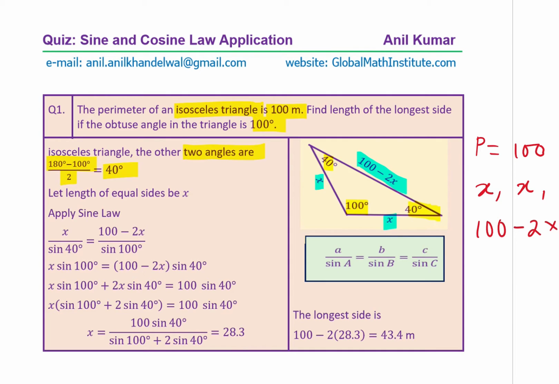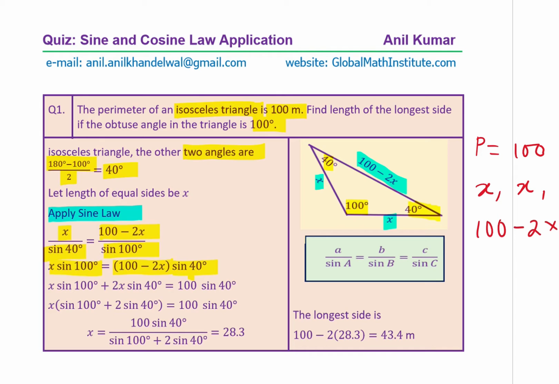Perfect. Now, once you get the three sides, which are in terms of only one variable x, and we know the angles, we can now apply the sine law to solve for x. So when you apply the sine law, you can write this as x over sine 40 equals 100 minus 2x over the opposite side angle, which is sine 100. Now you can cross multiply and solve the equation, right? So you get x sine 100 equals 100 minus 2x times sine 40.